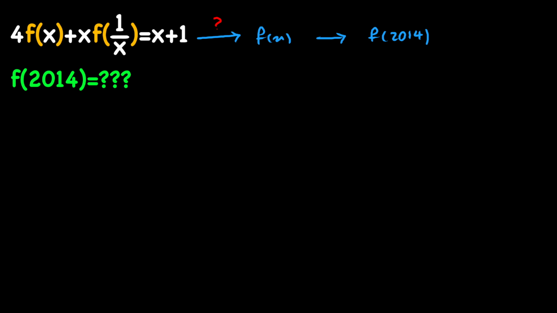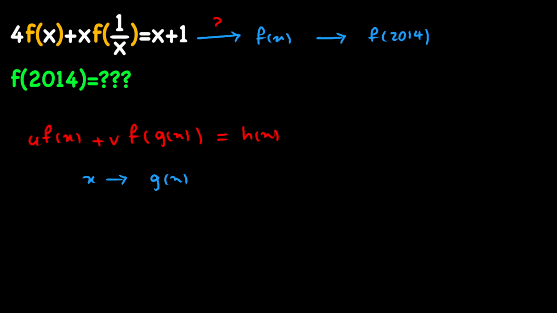So the trick is whenever we have an equation like u times f of x plus v times f of some expression in terms of x, like g of x, and then this equals h of x, in that case, it's really helpful to replace x with g of x. It usually helps us to solve for f of x. It doesn't work all the time, but it usually does. So that's what I'm going to do.